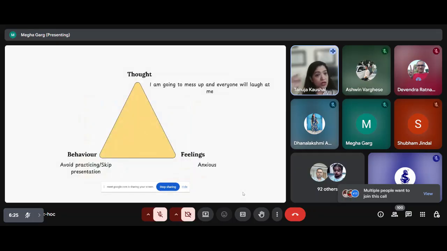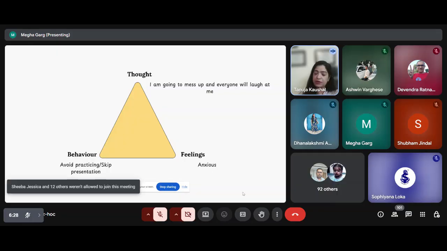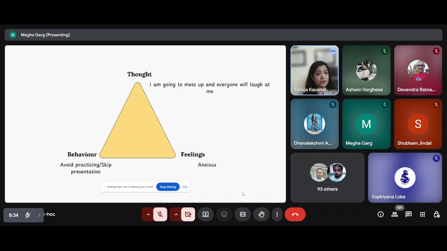This is a feeling. Thought is, I'm going to mess it up, people will laugh at me. Feeling is, because of this thought, I start to feel nervous and anxious. And as a result, I might not appear for this presentation. I may avoid practicing for the presentation, or sometimes one may even skip the presentation because of anxiety and fear.